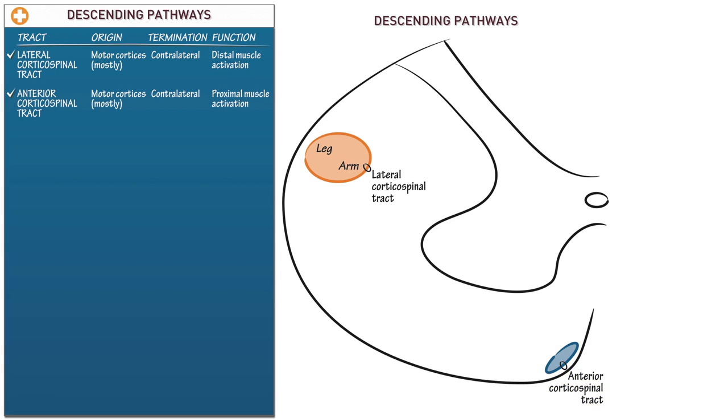Then label the hypothalamospinal tract alongside the lateral corticospinal tract in the lateral funiculus. Indicate that this tract originates in the hypothalamus, descends ipsilaterally, and carries hypothalamic control of autonomic function.